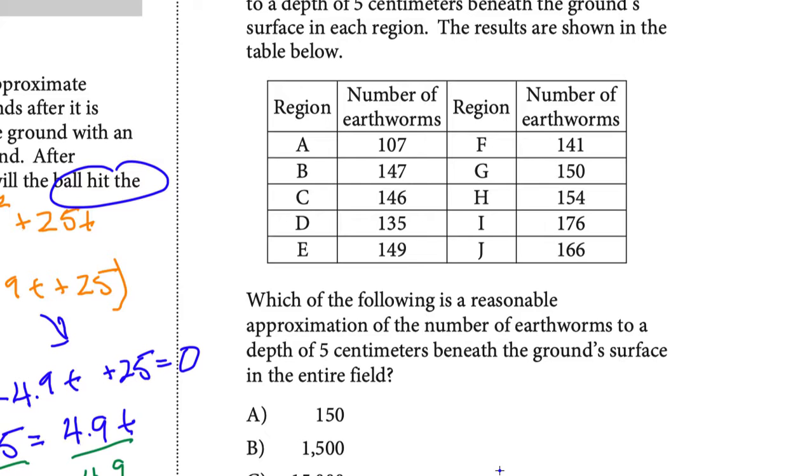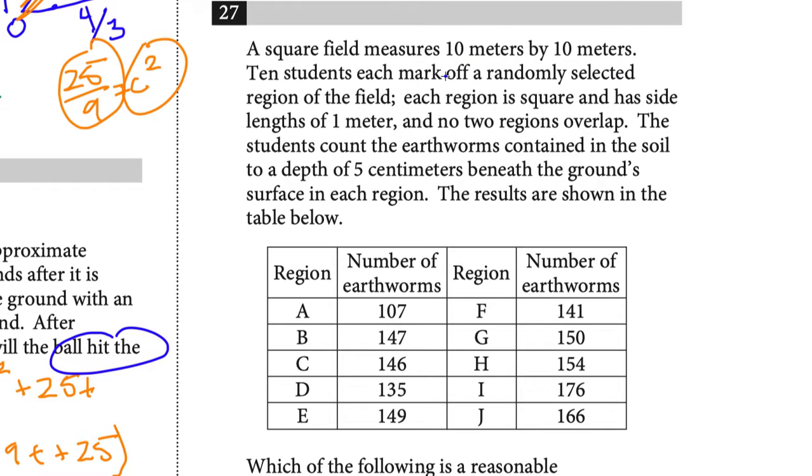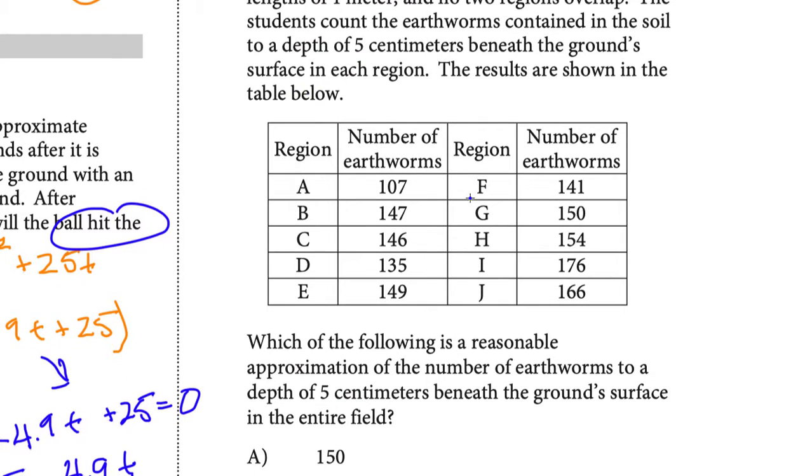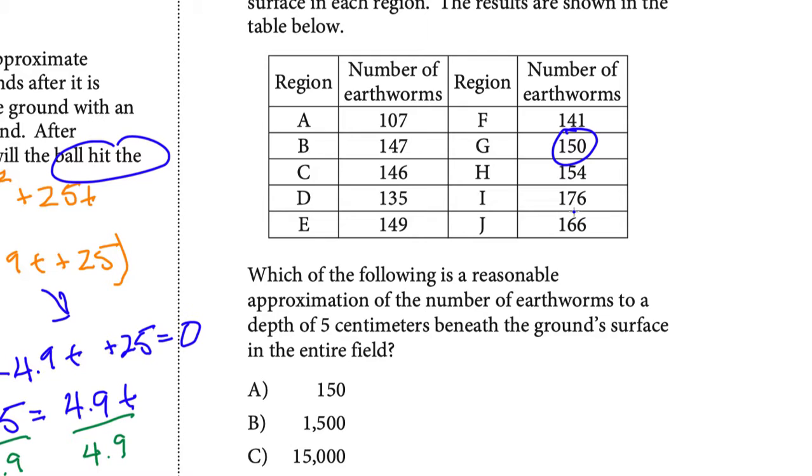So we basically need to take the average of the number of earthworms, and then we're going to multiply that by 10, because again, there were 10 regions. There were 10 students, so we're going to take the average and multiply by 10. Someone guesstimate the average. This is where you have to use some approximating. The average of all of these numbers. Someone guesstimate. About 150. I would say about 150. Let's multiply that by 10. What do I get? About 25. Correct answer is B. Done. That's how you do that problem.